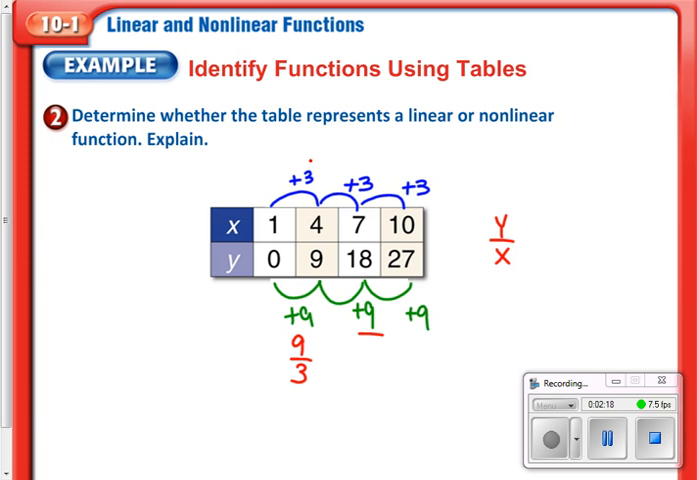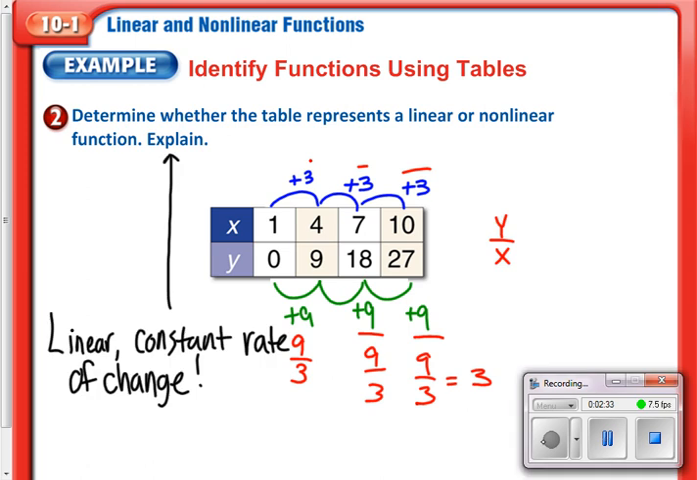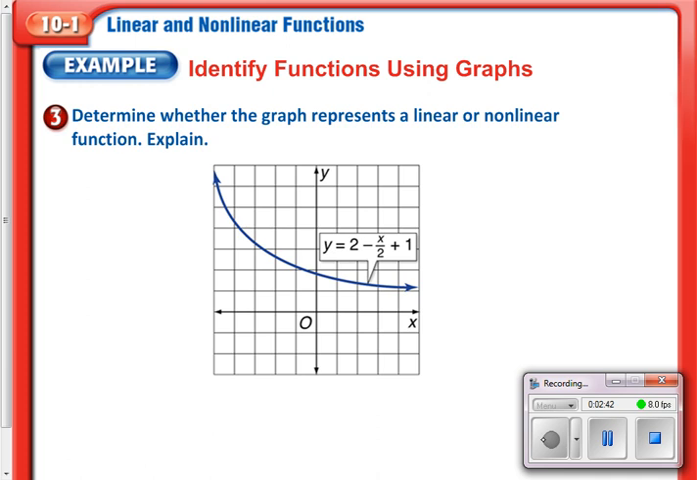We have, again, 9 over 3, 9 over 3. All of these would reduce to 3, which would be considered your slope. So this does have a constant rate of change. So this is a linear function. Linear function, constant rate of change, meaning that if we were to plot these points, this would form a straight line.